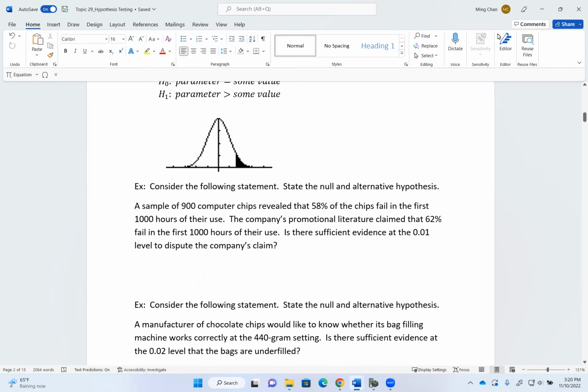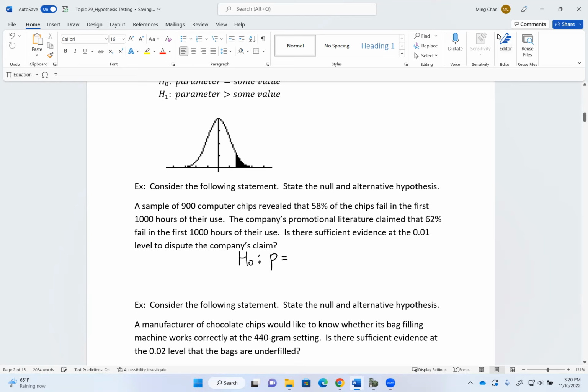The company's promotional literature claimed that 62% fail in the first 1,000 hours of their use. Is there sufficient evidence at the 0.01 level of significance to dispute the company's claim? So the company's claim is the null hypothesis. This is about a percentage, so this is about a population proportion.